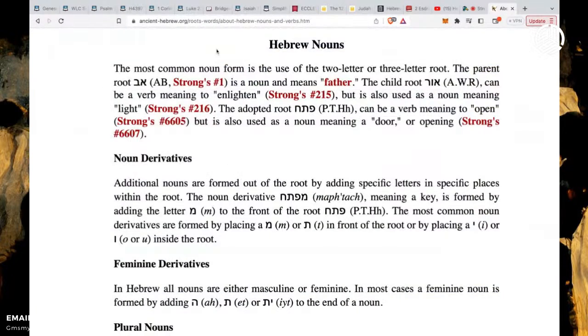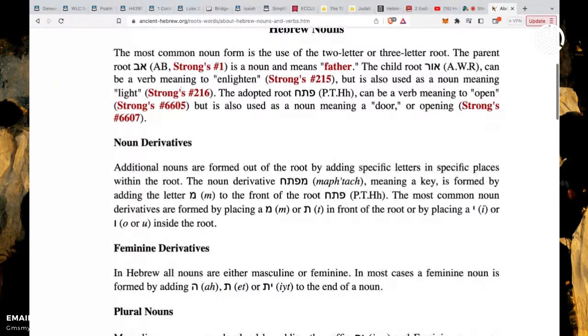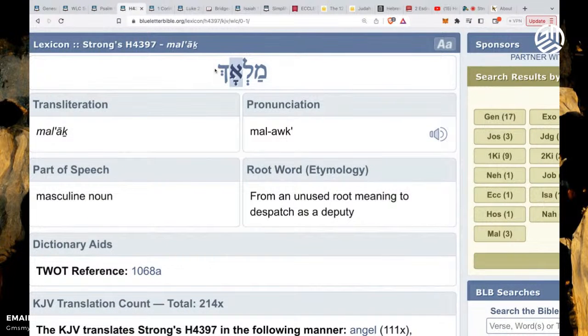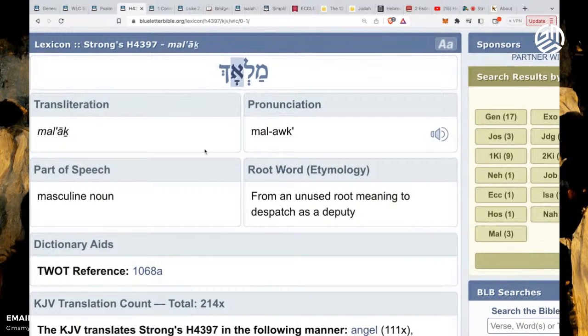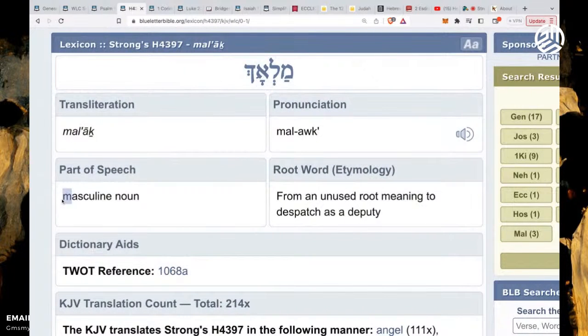Let's go back to this article here from ancient-hebrew.org. This word mala'ak is what's known as, you could say, a noun derivative. Because this word is a noun, right? Part of speech you can see as a noun. However, it's a derivative of a root word, malak, right?